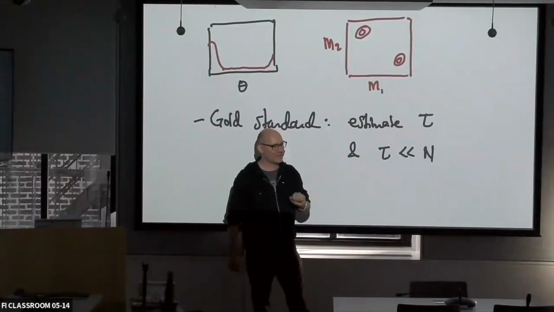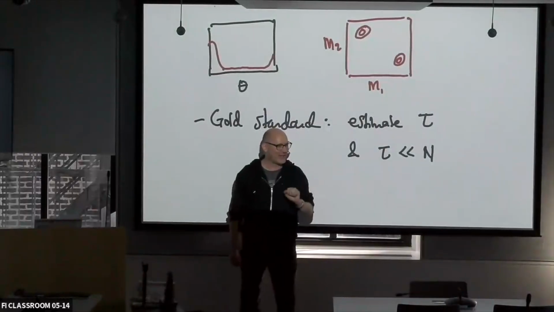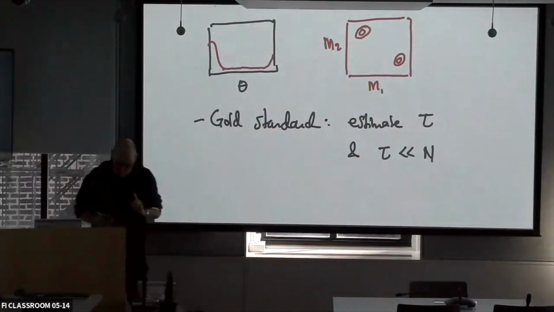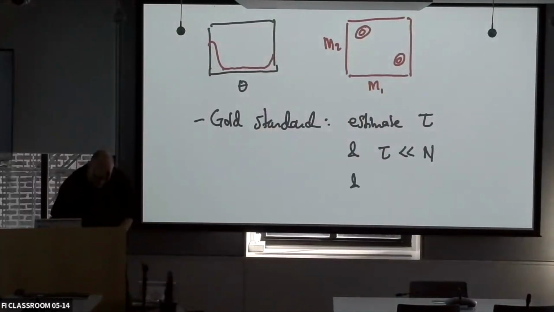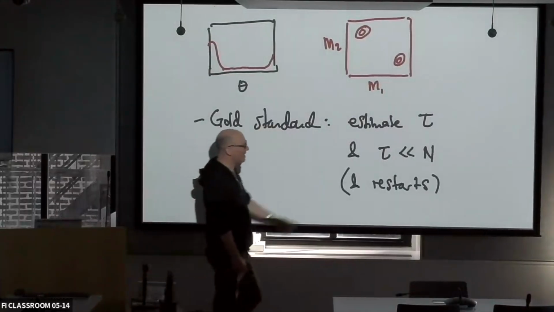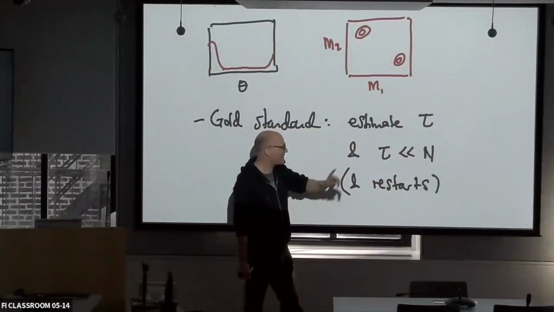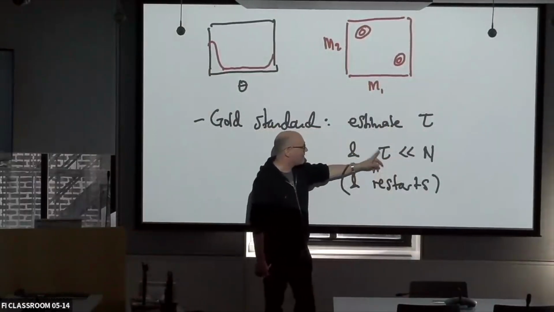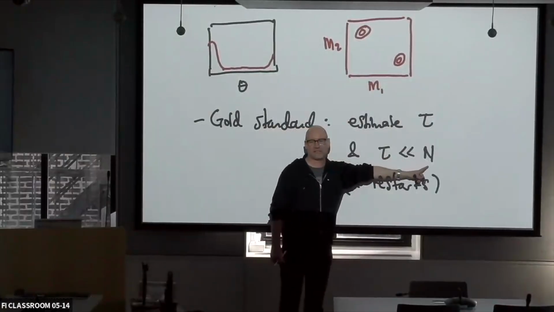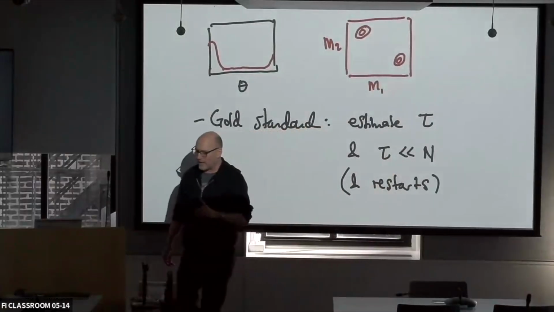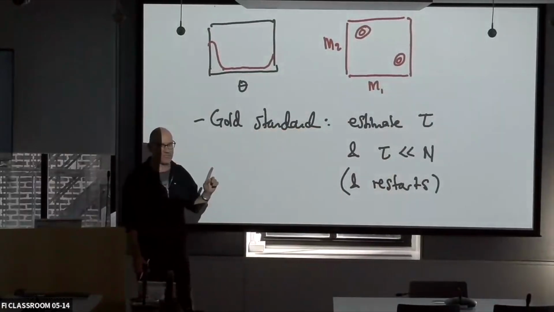I guess you should also do some restarts to just check that you always fall into the same mode. So let me just also add restarts. Now, we're going to estimate the autocorrelation time. I might not get that specific about it; I'll give you a sense of what it looks like in a second. Why do you want tau much less than n? And I mean much less.